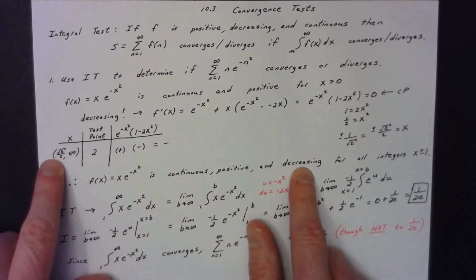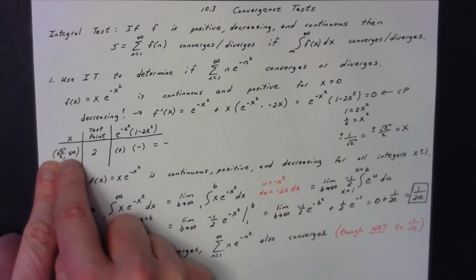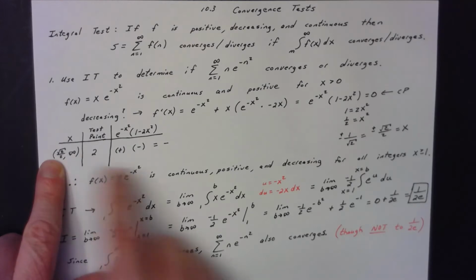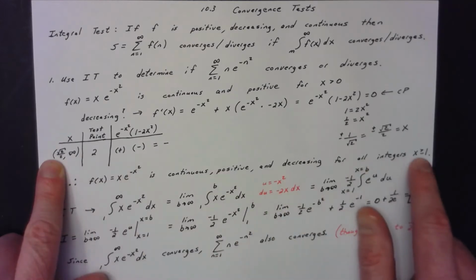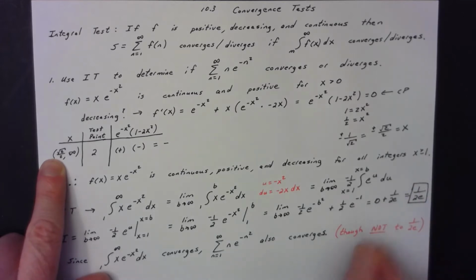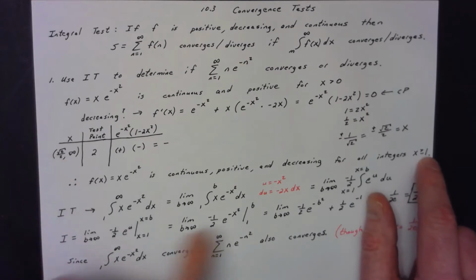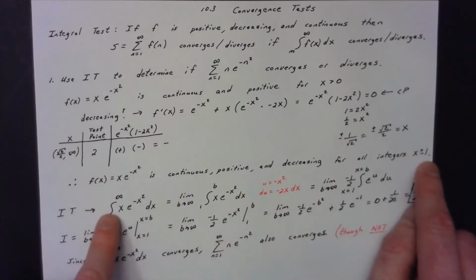Now the square root of 2 over 2 is like 0.707. So clearly if it's decreasing from 0.707 to infinity, I can say it's decreasing from the next integer value up, from 1 to infinity. Now it would be incorrect to say it's decreasing from 0 to infinity, but I didn't need to say that anyway. So 1 to infinity, absolutely fine.